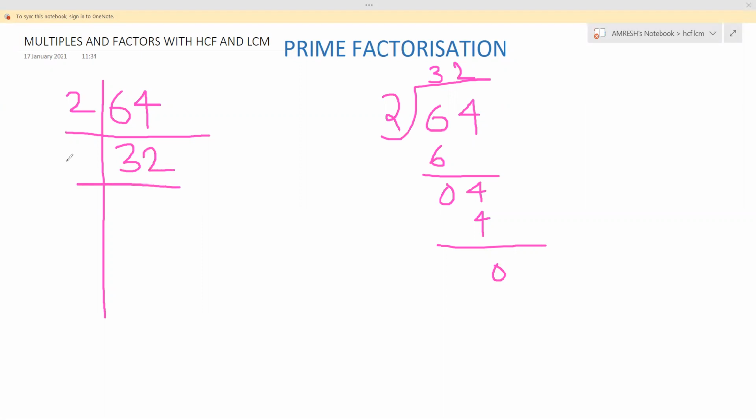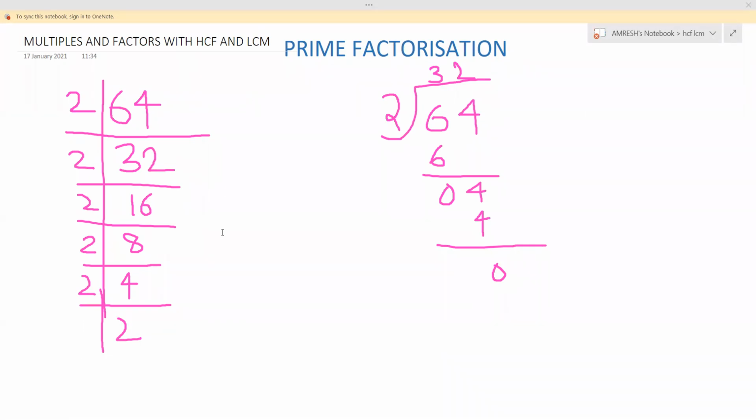And again divide it by 2. I have already told you 32 by 2 will come 16. Again do it by 2, 8 will come. Again do it by 2, 4 will come. 4 is not prime, it is composite. 2, 2 will come. Stop. When a prime number comes, stop.